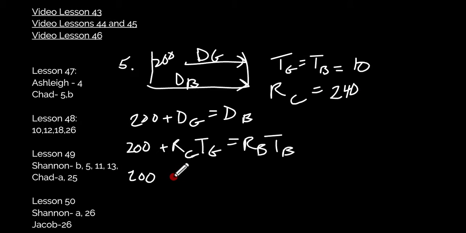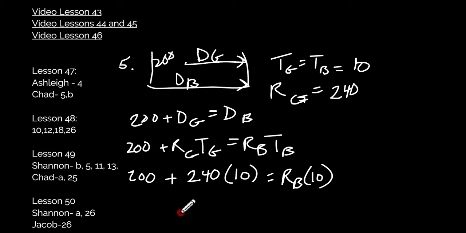So 200 plus the rate of Grant, which is 240, times the time of Grant. Since they're both the same, we can get rid of our subscripts, equals the rate of Bruce times the time of Bruce. We put 10 in for the time, not T. We know what it is, it's 10 minutes. We don't know the rate of Bruce.